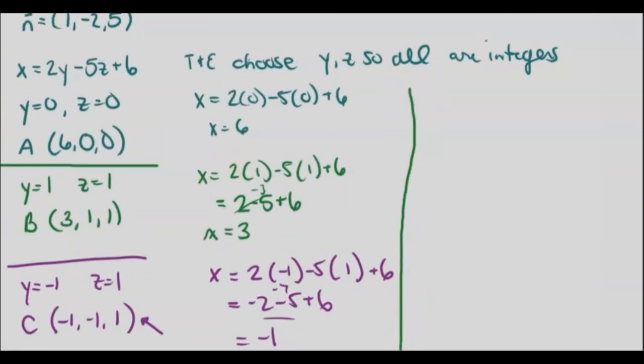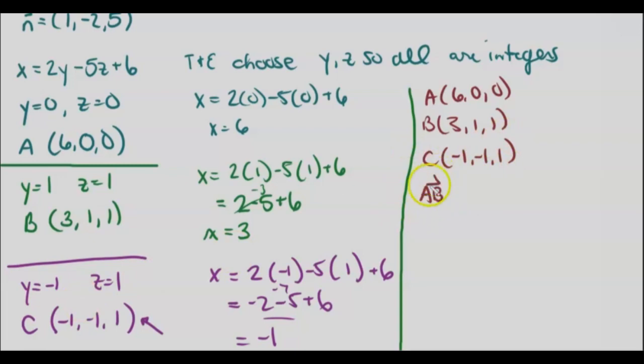Okay, so now what we have is 3 points. I'm going to list them. We get A, 6, 0, 0. We have point B, 3, 1, 1. And we have point C, negative 1, 1, 1. Okay, let's find 2 direction vectors. So let's try to find AB. We're going to go B minus A. So 3 minus 6 is negative 3. 1 minus 0 is 1. 1 minus 0 is 1.